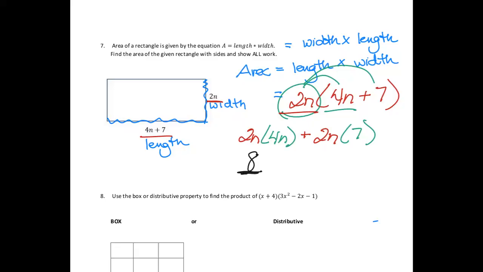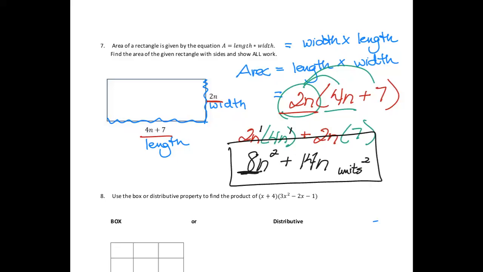N times n gives me what? N squared. You are multiplying 2n, so that is n squared. Plus, what's 2 times 7? 14, and an n. And if I really want to be over the top, I would write units squared. But you don't have to. But that is how you would find the area. You just multiply those two things together. Questions on that problem?